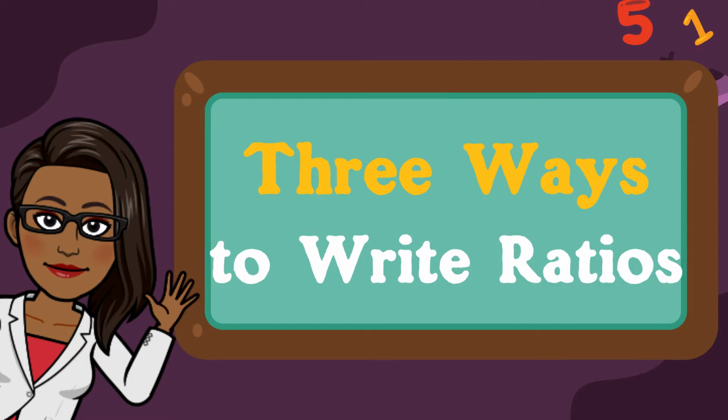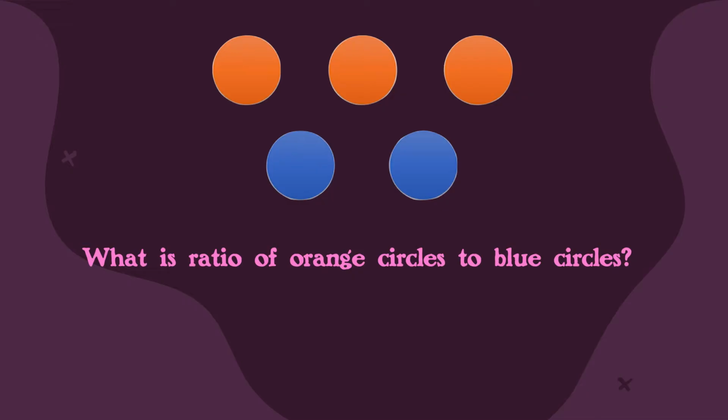There are 3 ways to write ratios. Let's take a look. Here you can see we have some colored circles. What is the ratio of orange circles to blue circles? We can write this ratio using a colon. We can write this ratio using the word "to", or we can write this ratio as a fraction. So there you have it, the 3 ways that we can write a ratio.